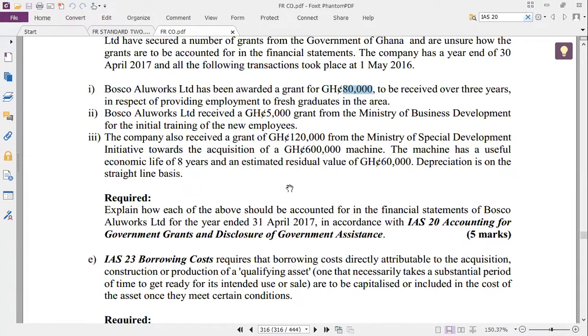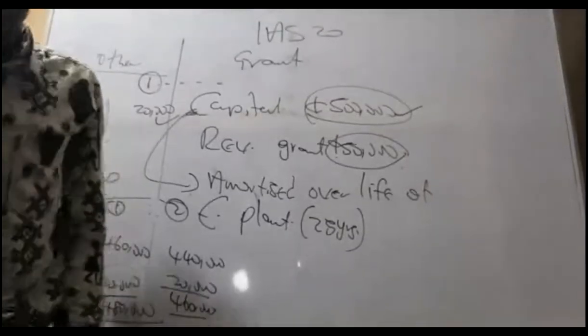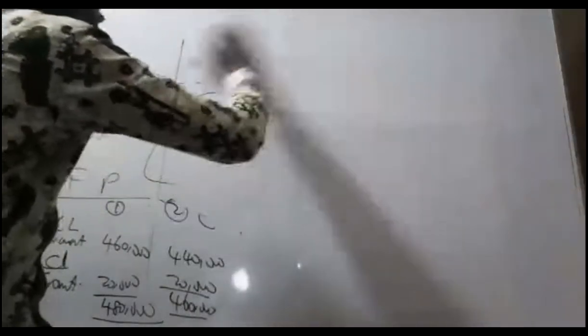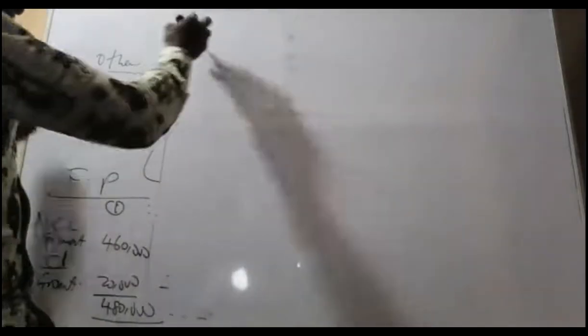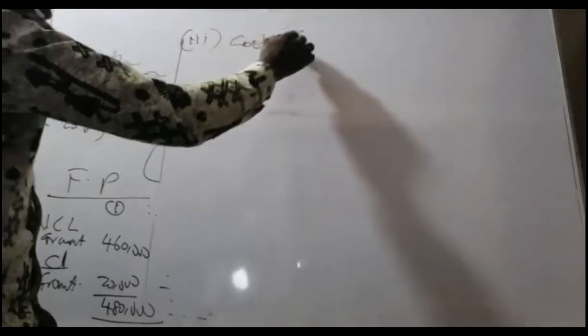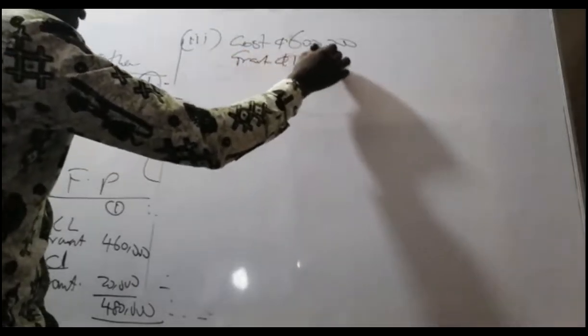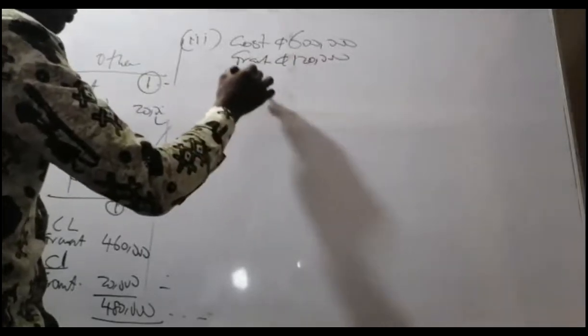The third one is the grant relating to assets. So here, all you have to do is get the details of the transaction and then select which method. Any of the methods will work. So the first one: the cost of the asset is 600,000, a grant of 120,000 was given, and the scrap value is also 60,000.